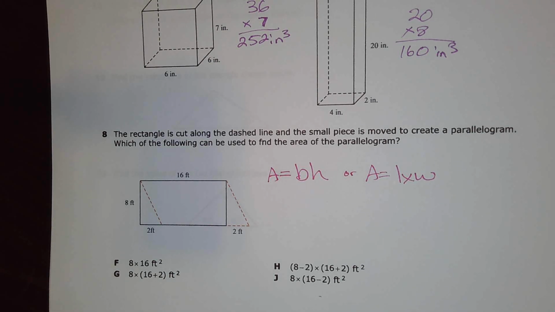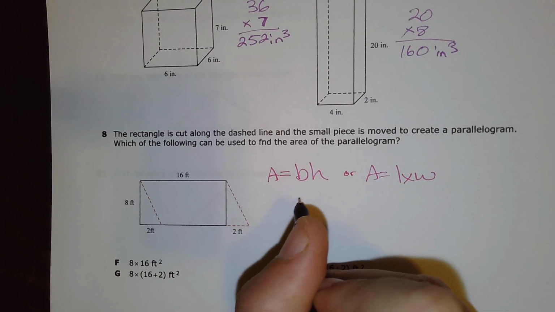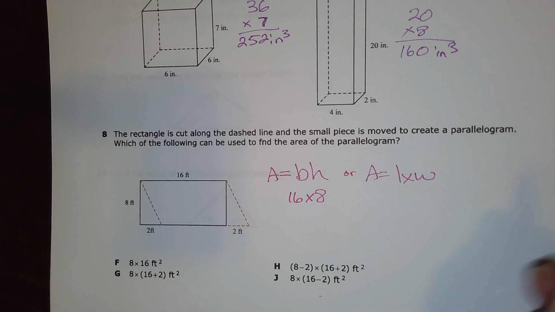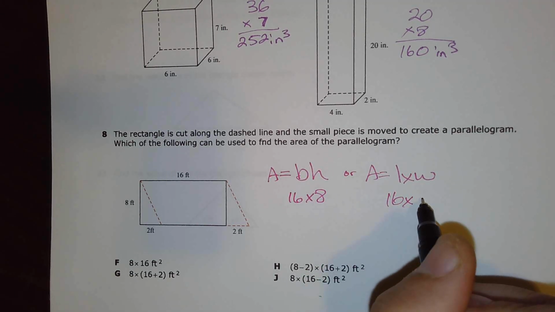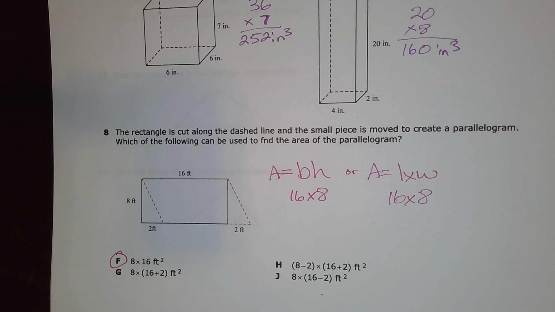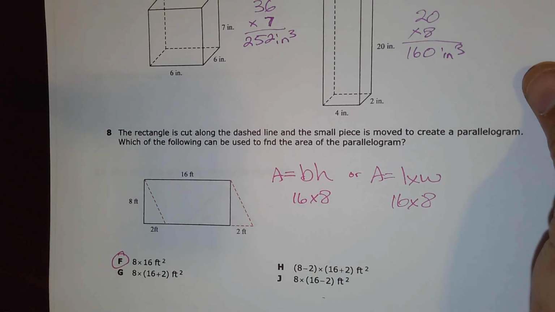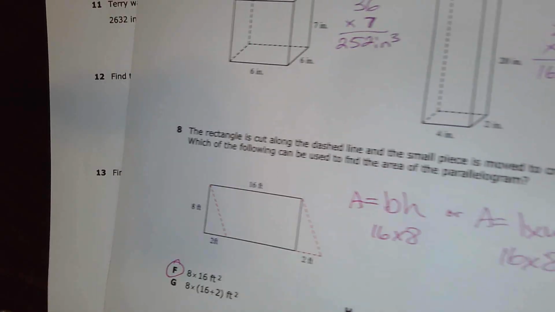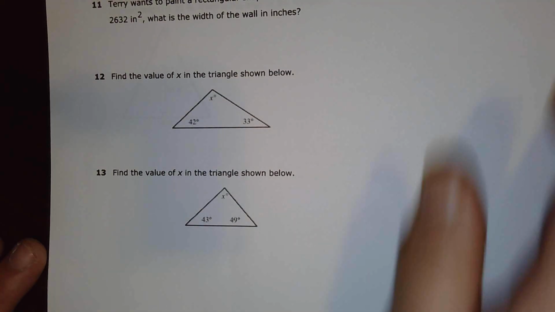Now, for us, let's do this. It says 8 times 16. Well, our base technically is 16 times 8 length, which is still 16 times 8. So our only answer choice that makes sense is going to be F. Yes, we don't have feet squared, but we know that when we're solving for area, our answer is always squared. So simple, easy peasy. A parallelogram is just a rectangle that's been tipped over, shifted over, pushed over, but the dimensions stay the same. All right.